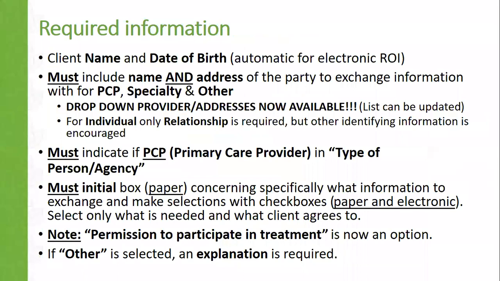So I've gone through all of this information, the required information, but I wanted to pull it out specifically so that when you get a copy of this PowerPoint, you have it. This is basically the same information that we went over earlier: name, date of birth, name and address for all those folks, PCP, specialty, and other. You have the drop-downs now. Make sure you're indicating primary care provider, and you've got all the same information that we just went over. I also put this in here just to remind myself in case there was anything that I had left out as we went through the actual forms.